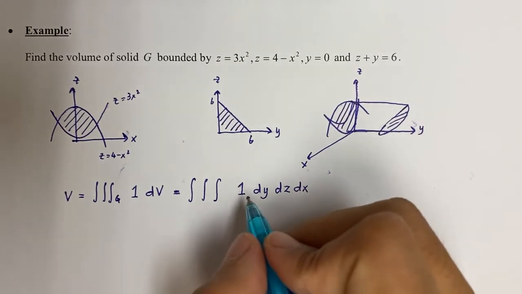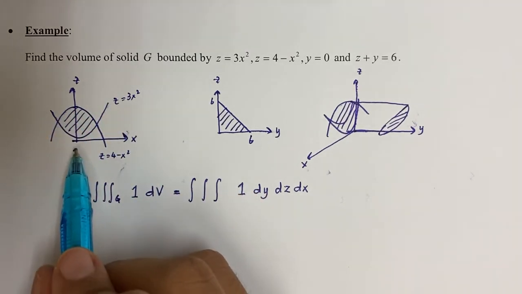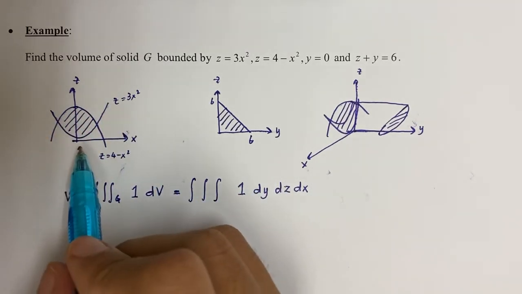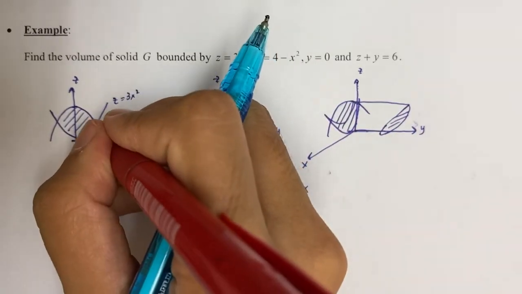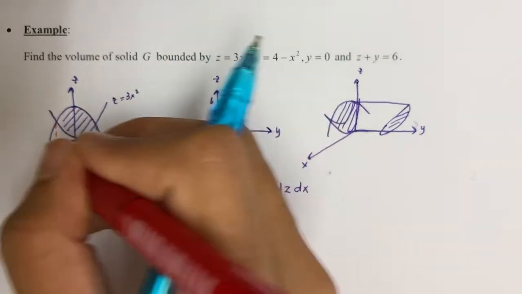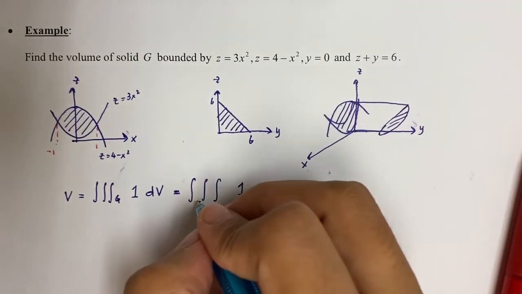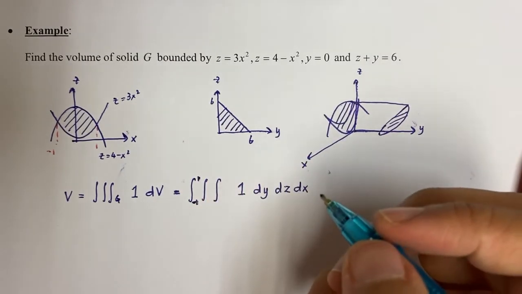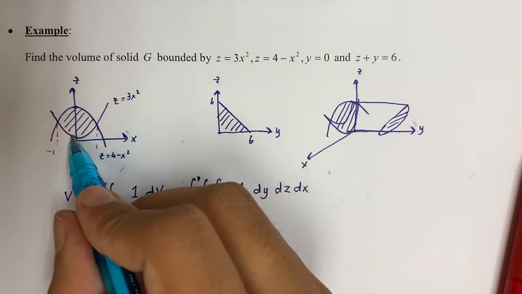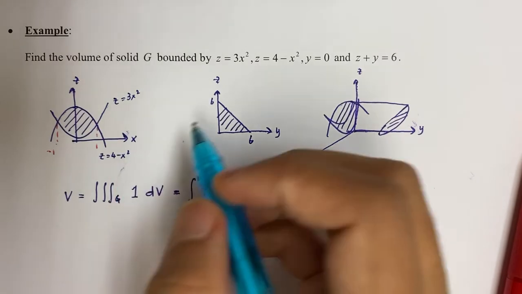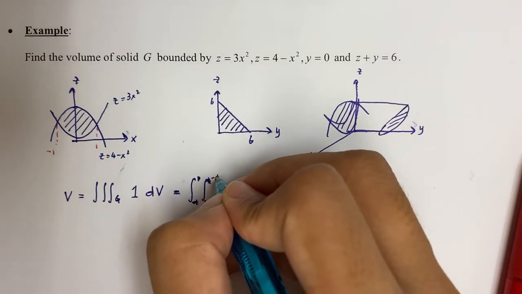For dz dx, refer to this sketch for z and x. x is a fixed number, so you need to find the two values of the intersection. So this is -1 and this is 1. So the limit for x is -1 to 1, and then the limit for z is from 3x squared until 4 minus x squared.